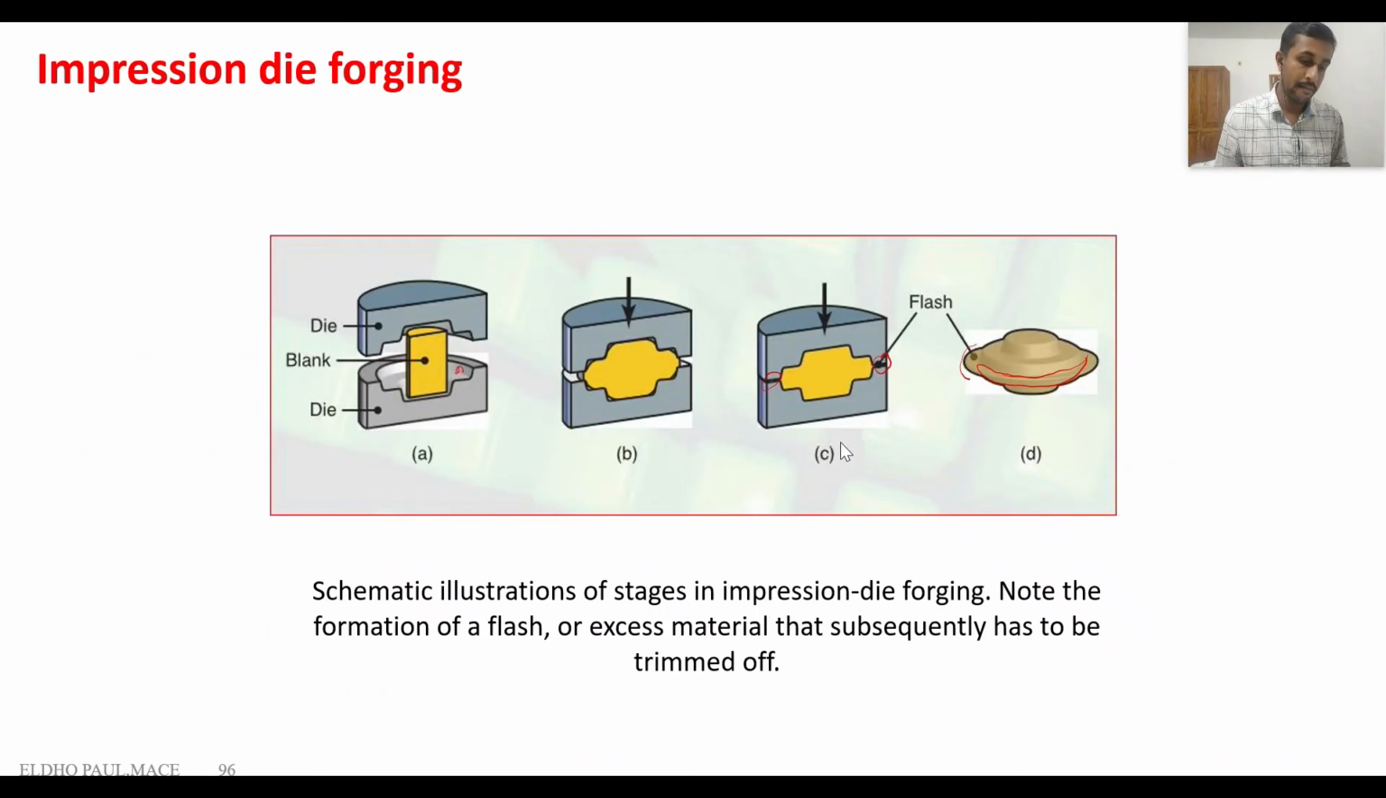At the end of the process, we machine the flash. This is the flash area of the workpiece. We machine the flash region. That is scrap material. So we provide extra material during the impression die forging. Actually, the extra material is flowing through the flash area.